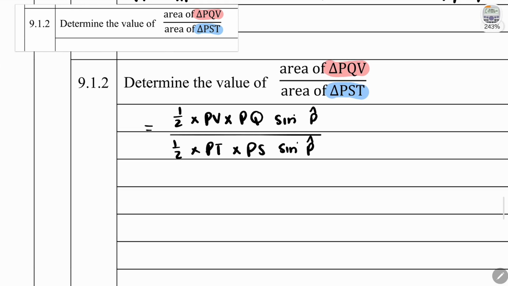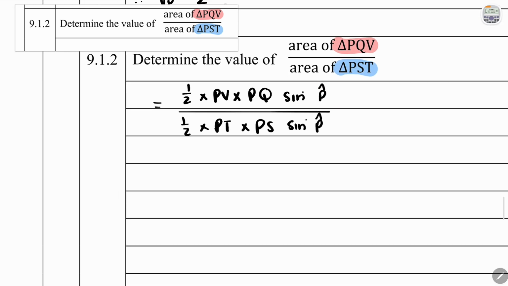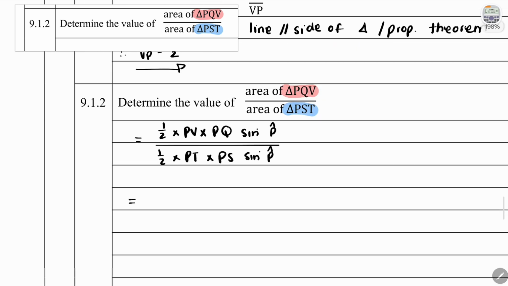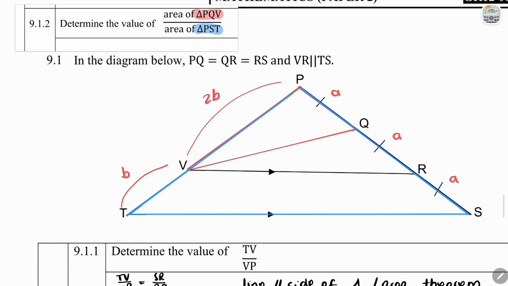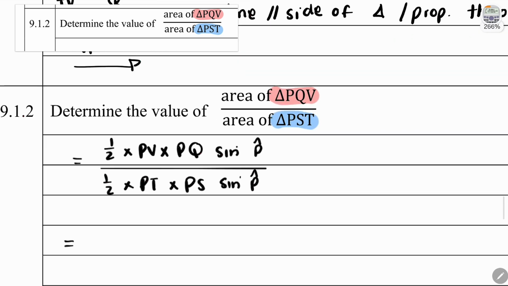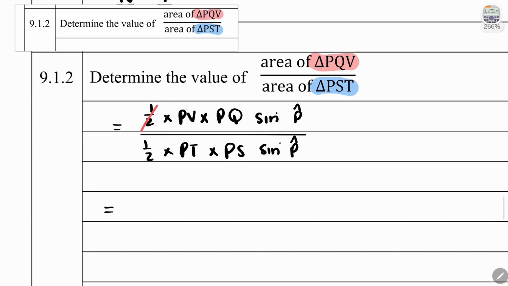And so here's the thing about it. Because angle P was common in both, they will cancel. And so this is really just equal to, and the halves will also cancel. So PV multiplied by PQ, PV, we'll see that as a ratio of 2, multiplied by PQ, that's going to be a ratio of 1. So we're going to just say these cancel, and we're saying we have PV as a ratio of 2.